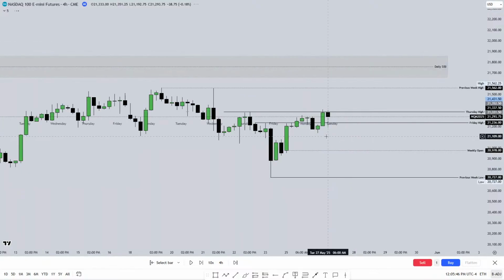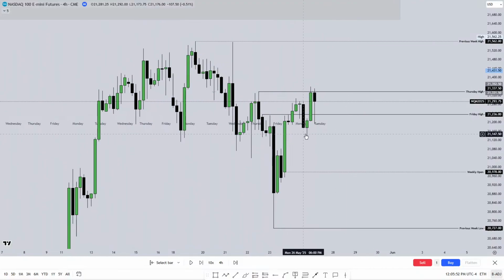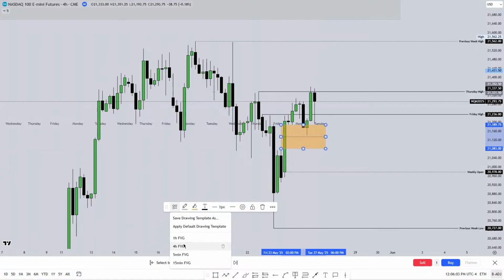So once I do that, I go down to the 4 hour time frame just to see how we are respecting or disrespecting fair value gaps. And you can see right here, obviously, we dug into this big 4 hour fair value gap and went higher. Okay.